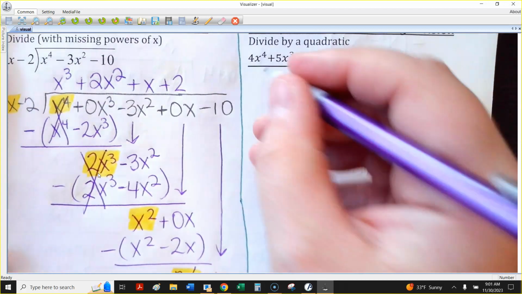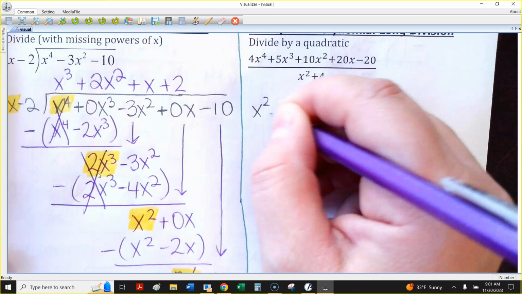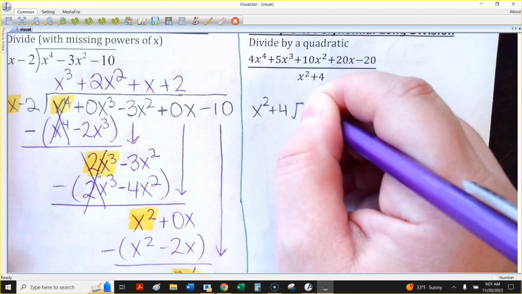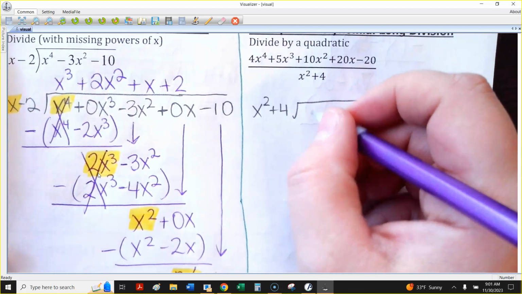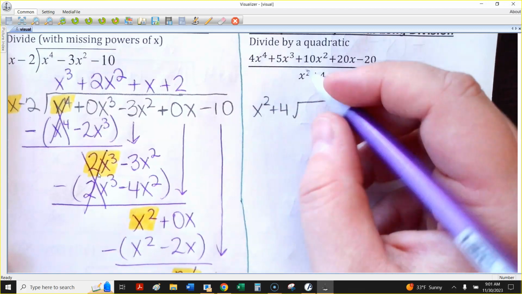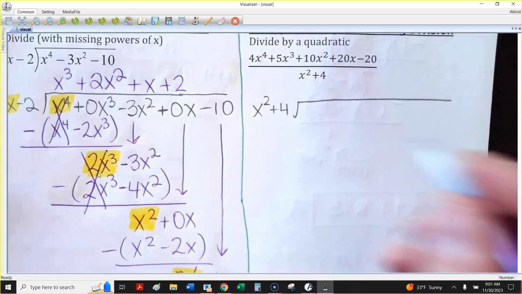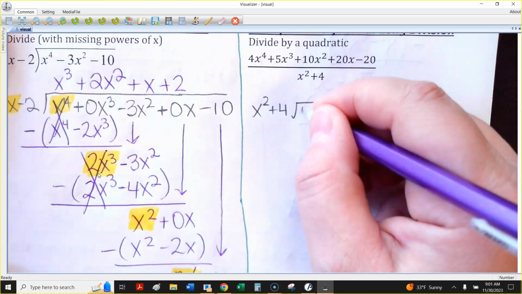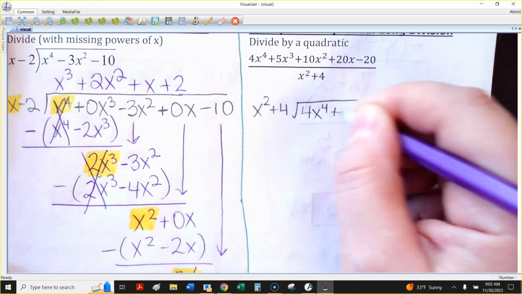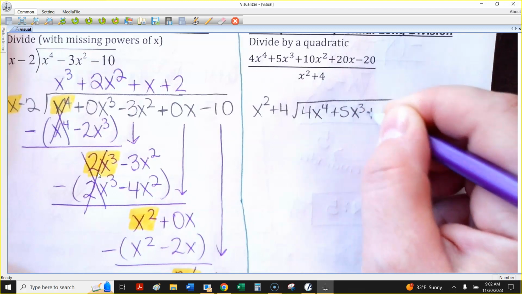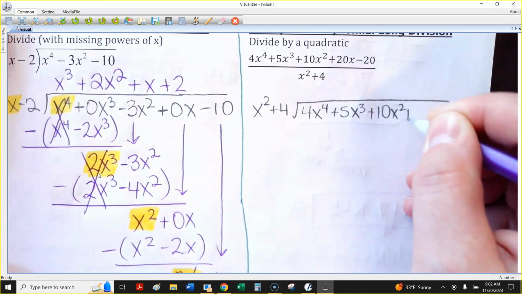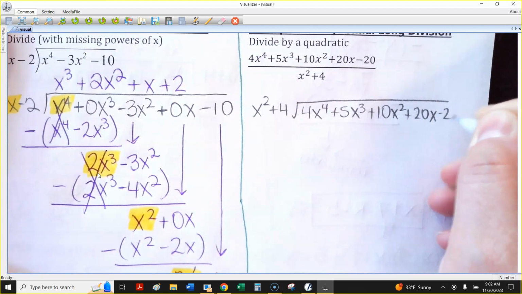So I'm just going to rewrite this real quick so it's more in that format we've been doing for all the other questions, just set it up for long division. Whatever you're dividing, whatever's underneath, that would go outside the division symbol, and then on the top, that 4x to the 4th, 5x cubed, 10x squared, 20x, and then minus 20 would go underneath.